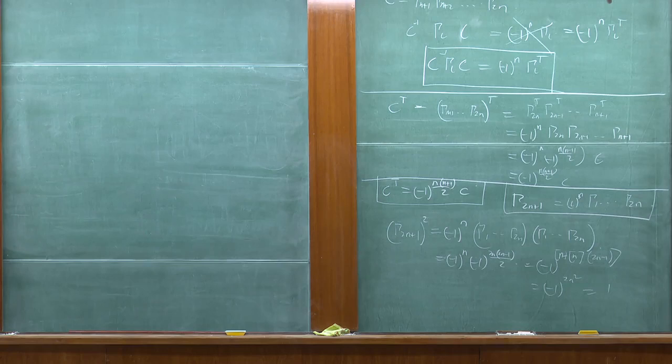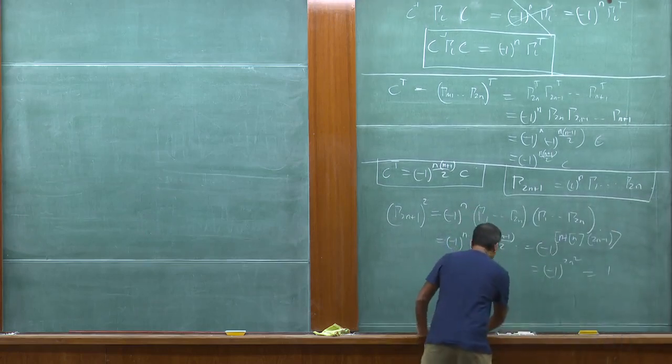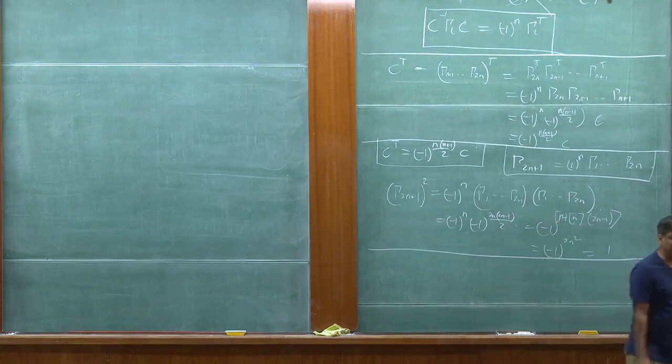Now the great thing about this gamma 2n plus 1 is that it anticommutes with all the other gammas. Why is that? Because gamma 2n plus 1 was a product of 2n gammas. You take any one gamma through these 2n gammas, it would pick up a minus sign. You might think 2n times, but that's wrong, because one of the gammas is itself. So with itself, it doesn't pick up a minus sign. With everyone else, it picks up a minus sign. So it picks up 2n minus 1 minus signs. But 2n is even, so it picks up one minus sign, and so it anticommutes with all the other gammas.